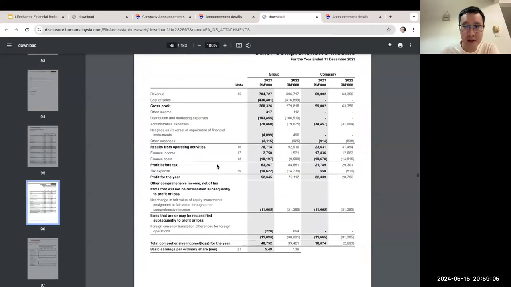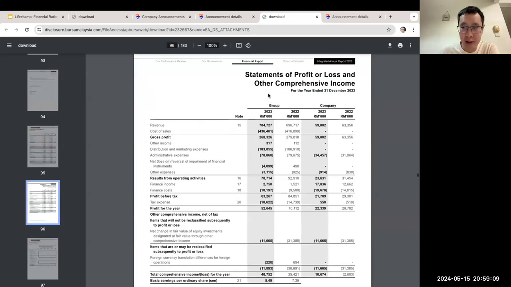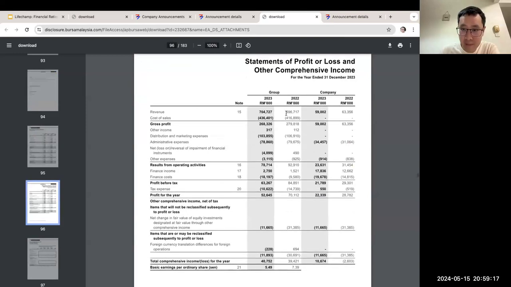Okay. So first and foremost, we are at the company's income statement. So this is actually the figure that you need to calculate net profit margin. So it's profit for the year divided by revenue. That is actually how you get net profit margin.